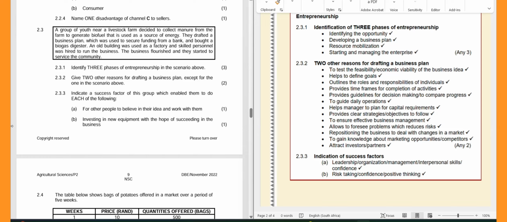And also it can need confidence, right? That means it can also be confident. So that means the indication of success factors for aid can be leadership, interpersonal skills, confidence, any one of those. Letter B, investing in new equipment with the hope of succeeding in the business.